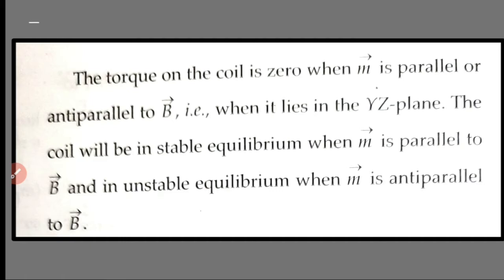The torque on the coil is 0 when M is parallel or anti-parallel to B, that is, the coil is in the YZ plane, and the coil will be in stable equilibrium when M is parallel to B and unstable equilibrium when M is anti-parallel to B.